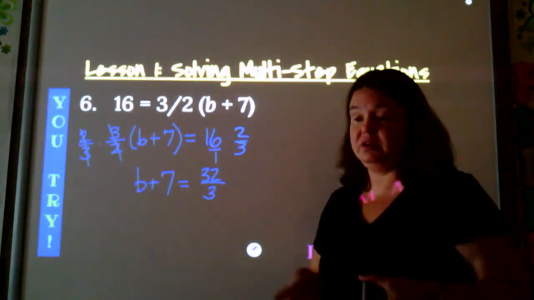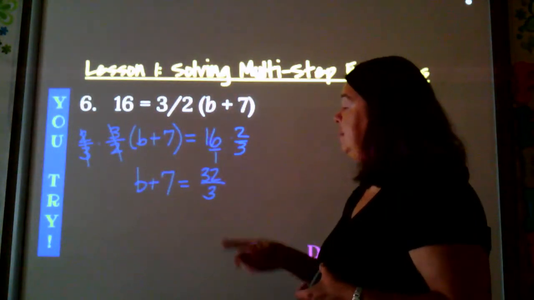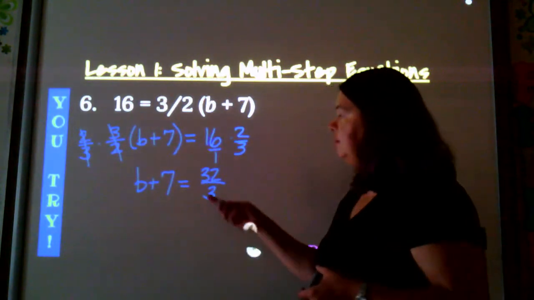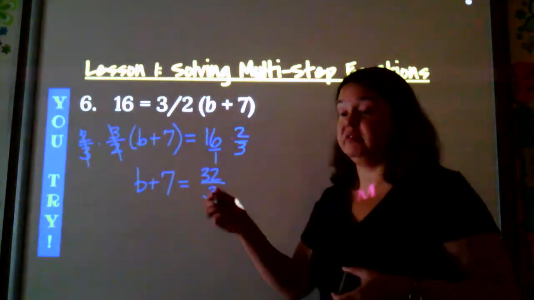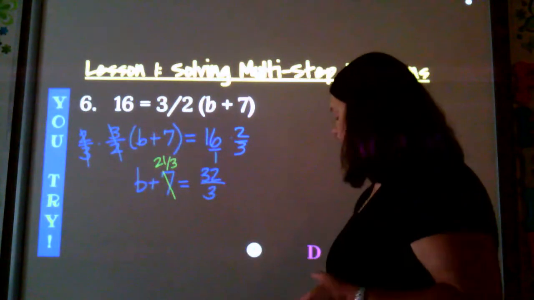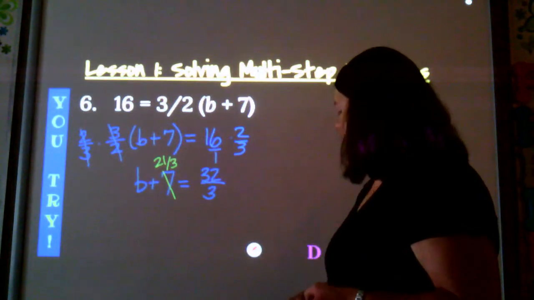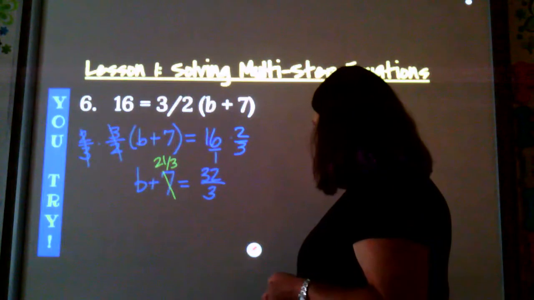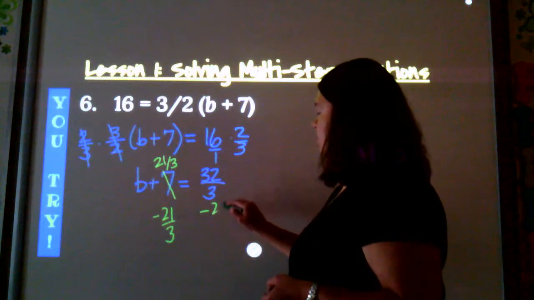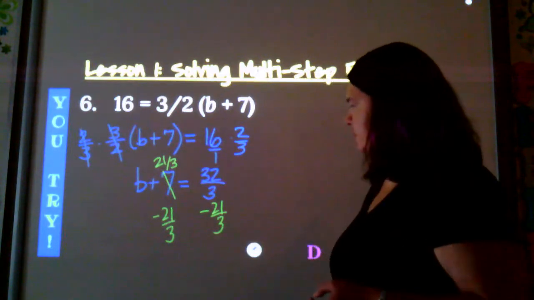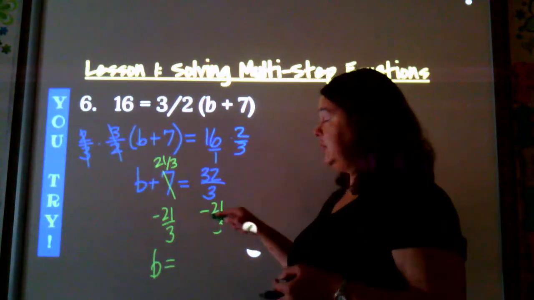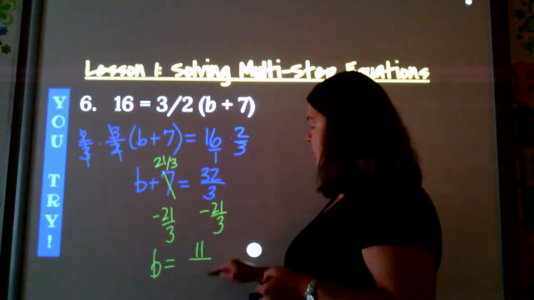That's not going to reduce. And I'm about to subtract 7. So I want to do something. Can I rewrite 7 as something over 3? Well, that's 21 over 3, right? So, let's see. I'm going to subtract 21/3. Mixed up my markers and confused myself. So, b equals 32 minus 21 is 11/3.